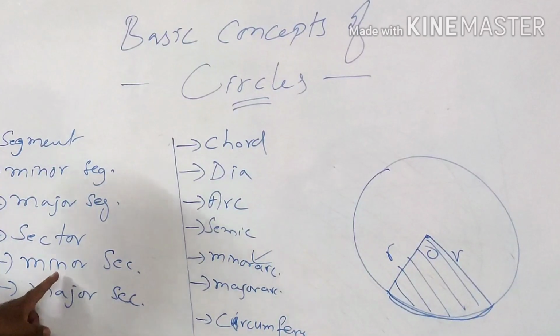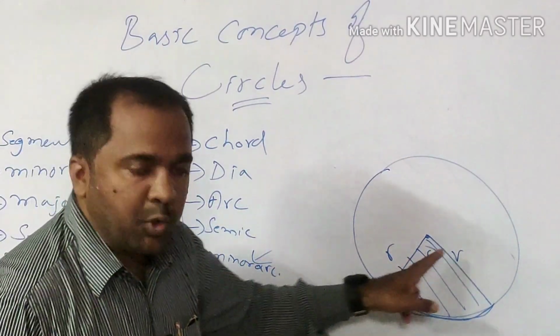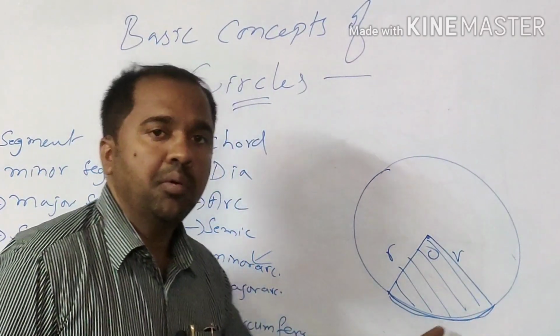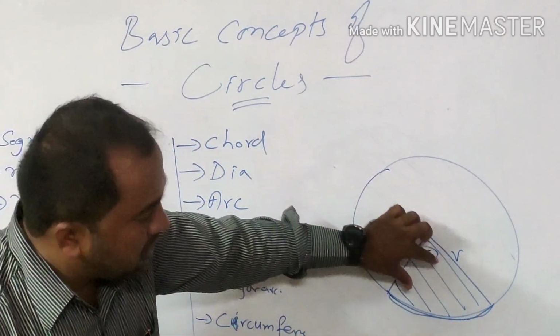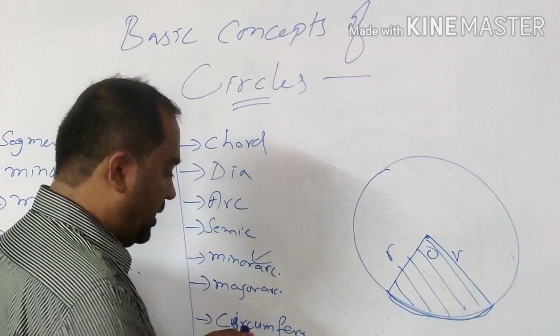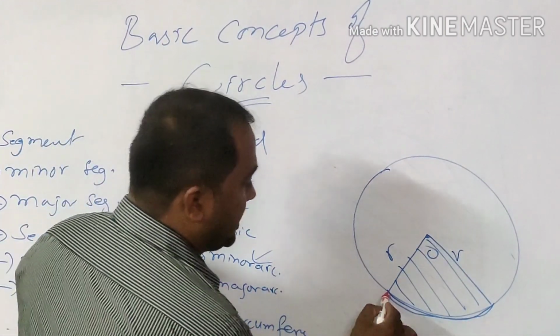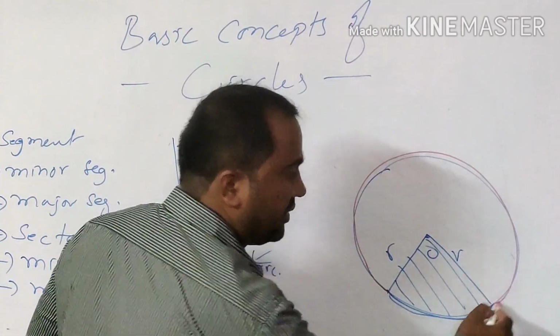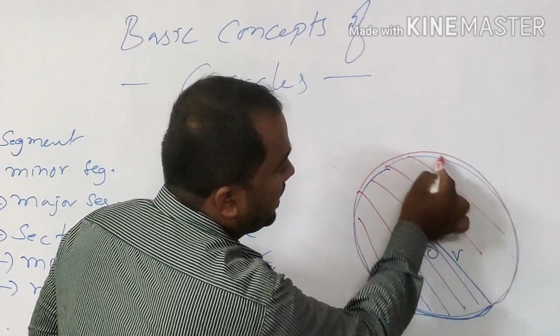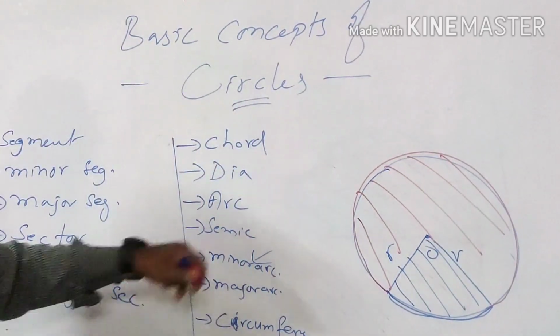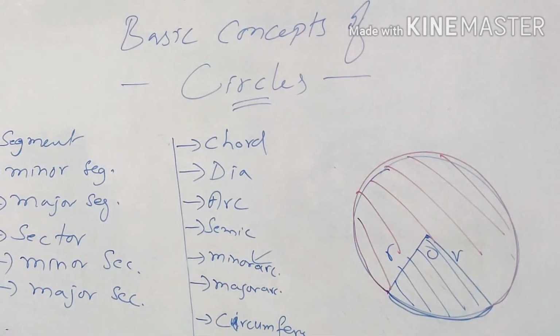Now the minor sector again is covered by two radii and a minor arc. That shaded region is called the minor sector. The remaining portion of the circle is covered by the major arc and the same two radii. So this red shaded region is called the major sector.